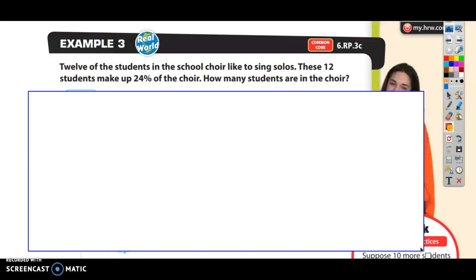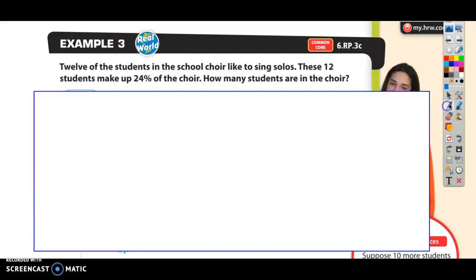Example 3. 12 of the students in the school choir like to sing solos. These 12 students make up 24% of the choir. How many students are in the choir? So let's start with what 24% means. 24% means 24 hundredths. We have to know that. If we know that, it's going to make this problem pretty easy, actually. If we know that 24% means 24 hundredths, then we're going to be able to solve this.